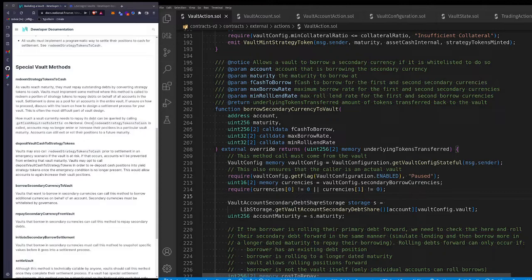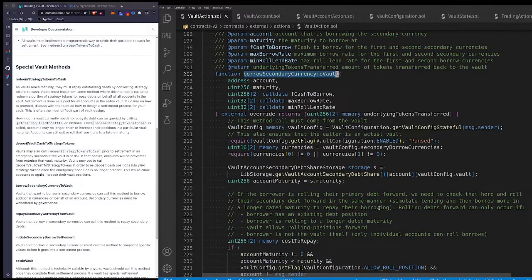The way vaults will use this functionality is that Notional will execute the borrow in the primary currency first, and then vaults will come and call back Notional, call borrow secondary currency to vault, and borrow the secondary currency. So in our example, perhaps USDC is the primary currency. The user will specify how much USDC they want to borrow, and the vault will determine how much ETH it needs to borrow on behalf of that account in order to complete the yield strategy, entering the yield strategy.